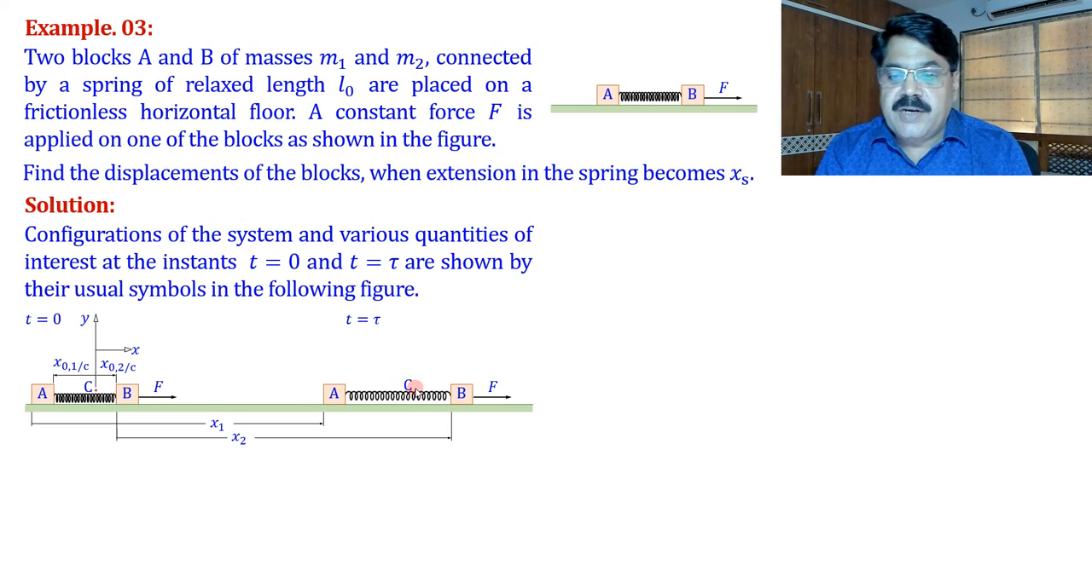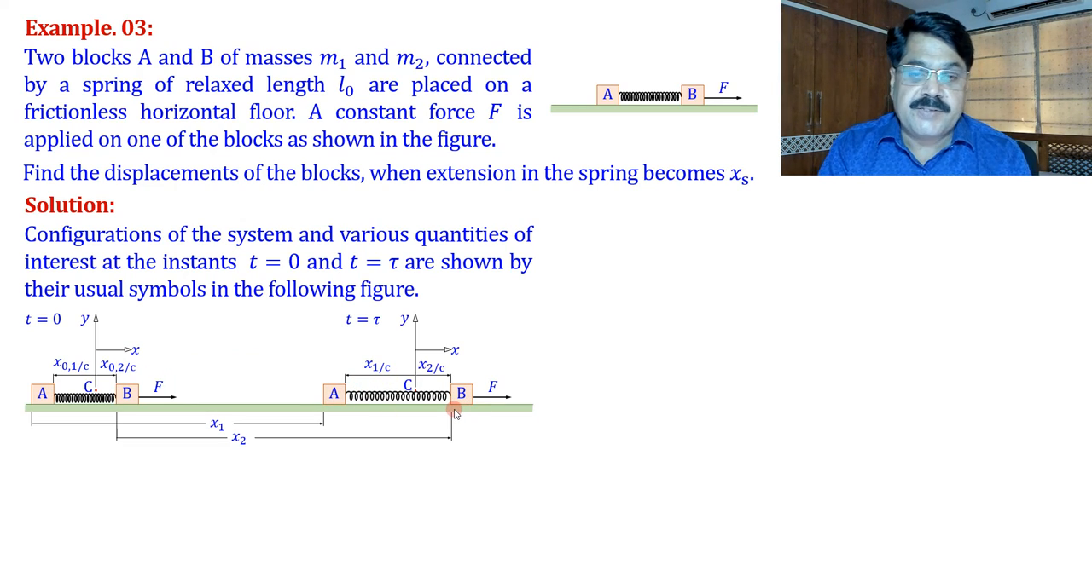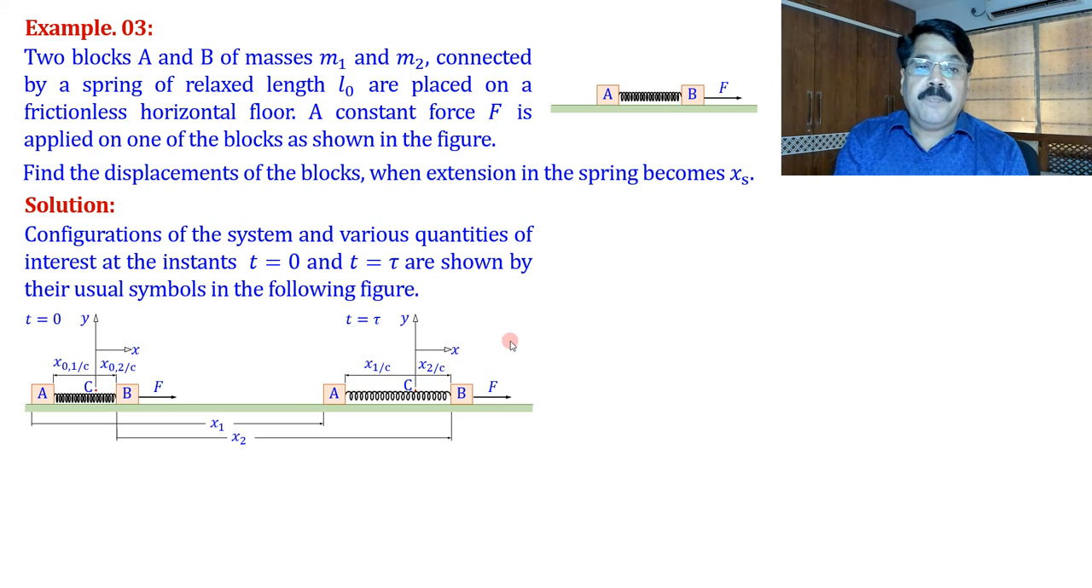Now similarly here, the center of mass frame at time tau. So this will be x1 with respect to C, and this will be x2 with respect to C. Of course, we know that these two distances divide this separation in the reciprocal ratio of masses. So if this is L0, this will be M2 L0 upon M1 plus M2, and this will be M1 L0 upon M1 plus M2. Similarly for that, this separation is L0 plus xs, so we can write M2 times L0 plus xs upon M1 plus M2, and M1 times L0 plus xs upon M1 plus M2.